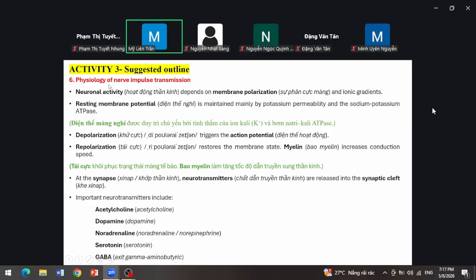Physiology. Physiology of the nerve impulse transmission.